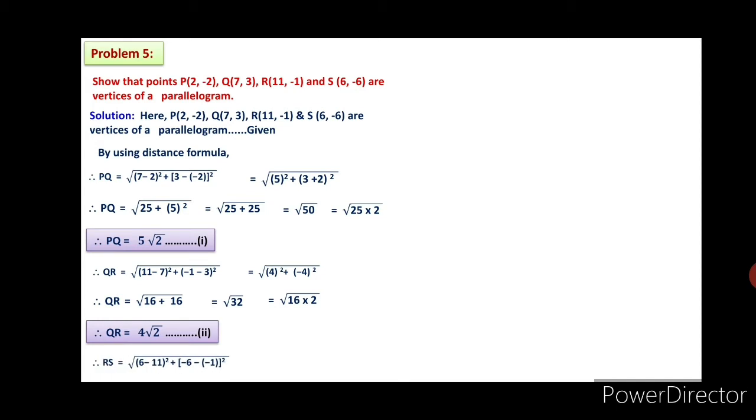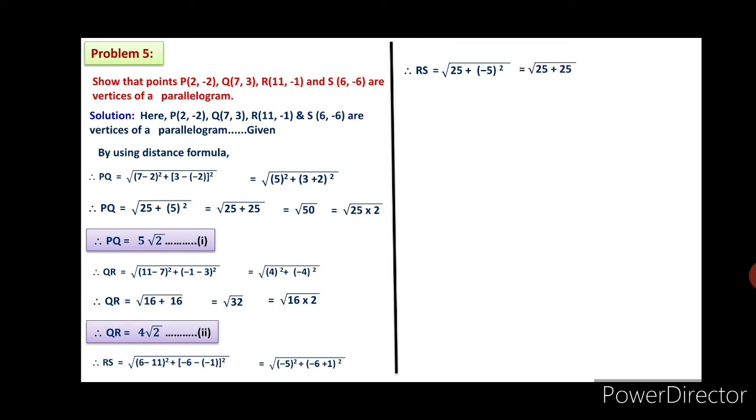RS is equal to the square root of (6 minus 11) squared plus (minus 6 minus of minus 1) squared. Therefore you can write the square root of (minus 5) squared plus (minus 6 plus 1) squared. So you can write here RS is equal to root of (minus 5) squared, which is 25, plus (minus 6 plus 1, that is minus 5) squared.